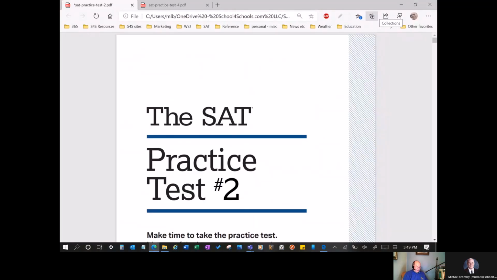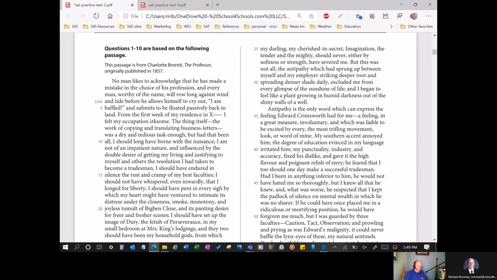So here's practice test 2. This is the fiction piece. It takes place in 1857. If you don't know who Charlotte Bronte is, then you wouldn't know where this takes place, or perhaps you might be able to figure it out from some of the words, like Bigden Close, which is not a very American word. So I hope you can get Mrs. King's Lodgings, these types of things. Maybe you can recognize that this is Edward Crimsworth. This is very British.